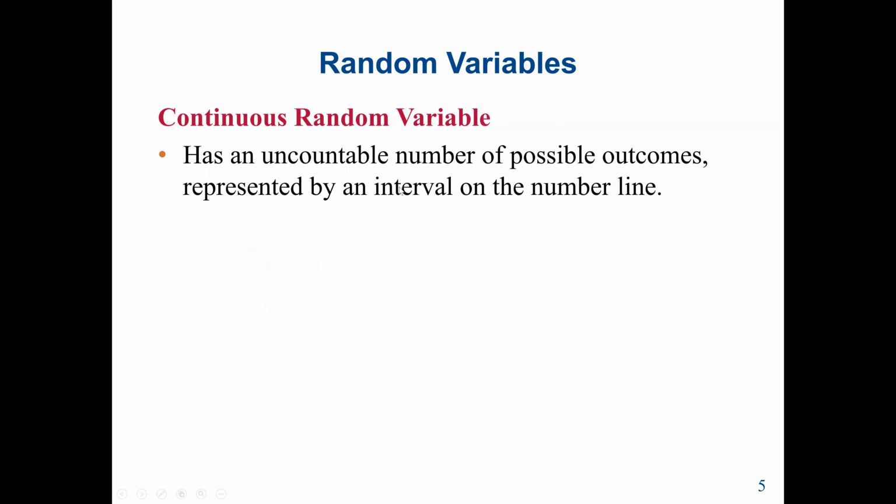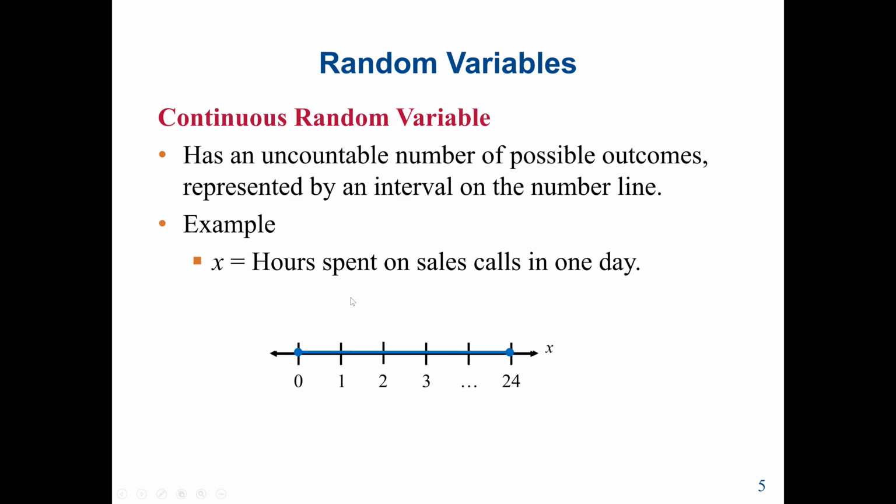Then a continuous random variable has an uncountable number of possible outcomes represented by an interval on the number line. So this is based on measurement. So for example, hours spent on sales calls in 1 day, again, it's a continuous random variable based on measurement.